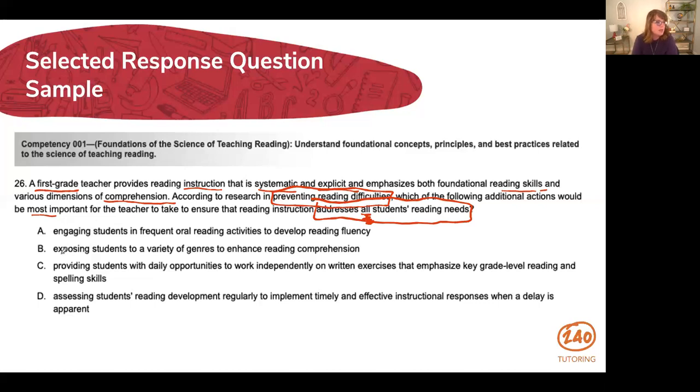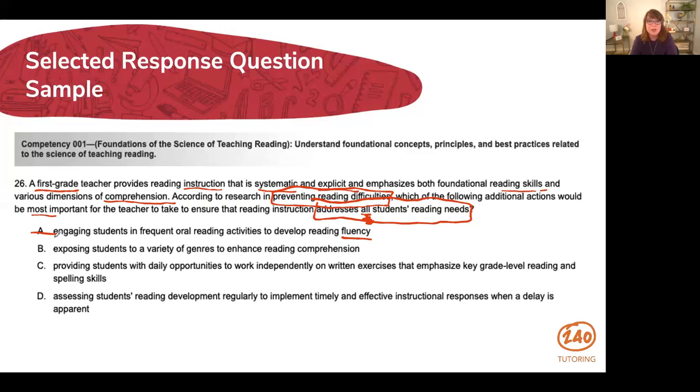So it says, engaging students in frequent oral reading activities to develop reading fluency. So choice A focuses on fluency, which is much more specific than what the question stem actually asks about. It's really looking at all reading needs, and this is focusing on one component, fluency. So answer A is not correct. B is also too narrow in scope. It says exposing students to a variety of genres to enhance reading comprehension.